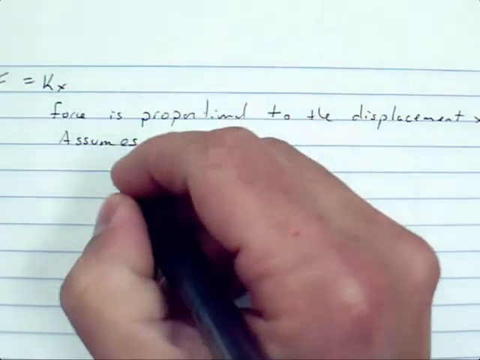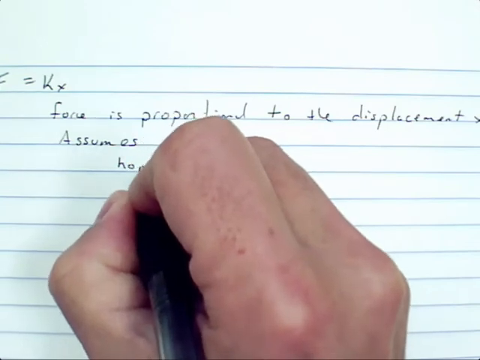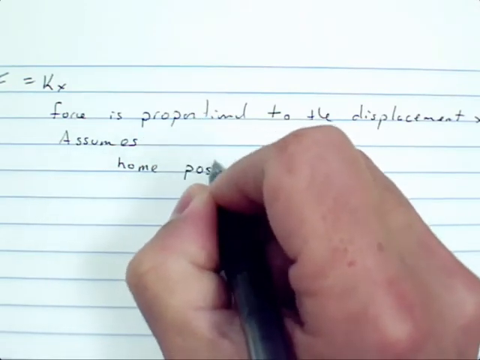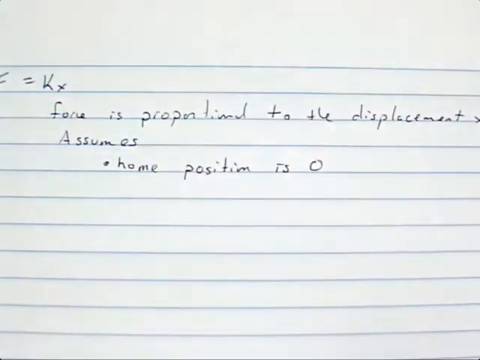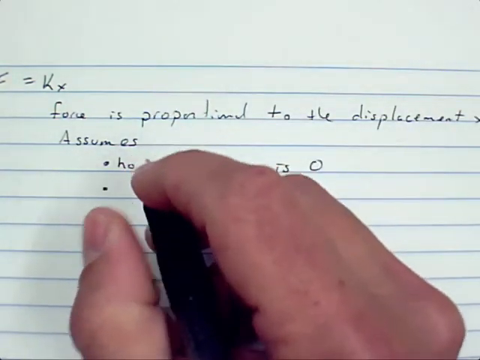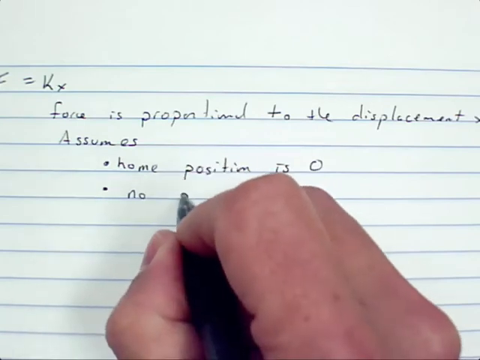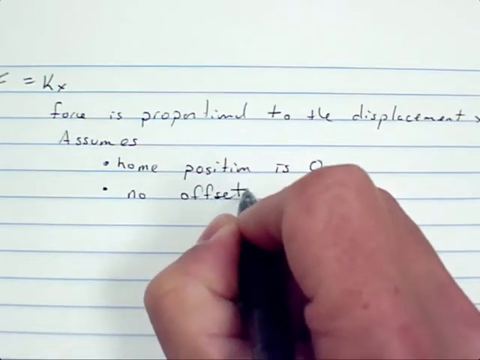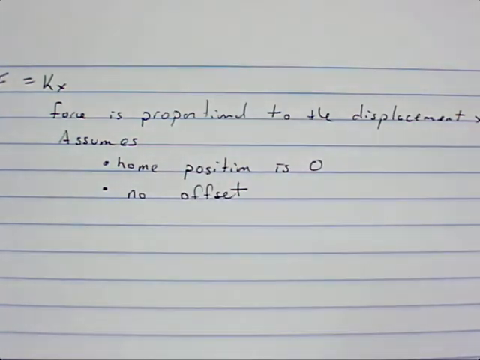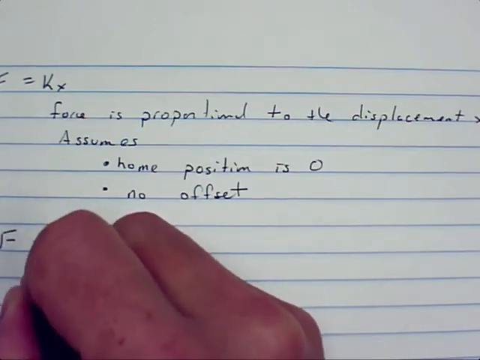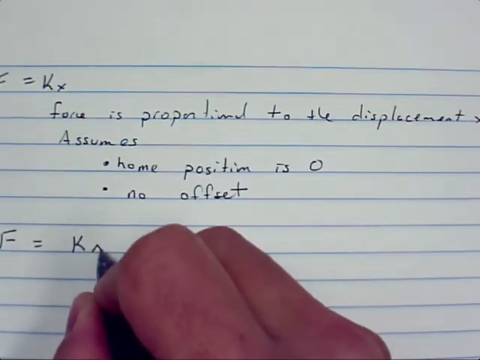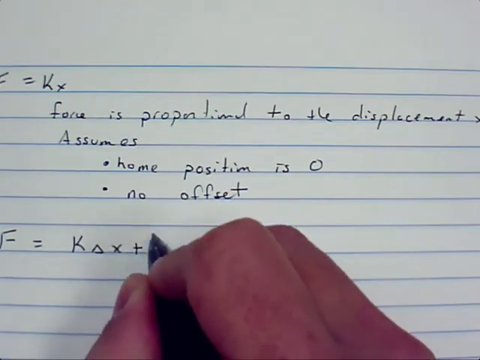It assumes the home position is 0 and there is no offset. These assumptions do not hold for the camera project. A better equation is F equals K delta x plus B.